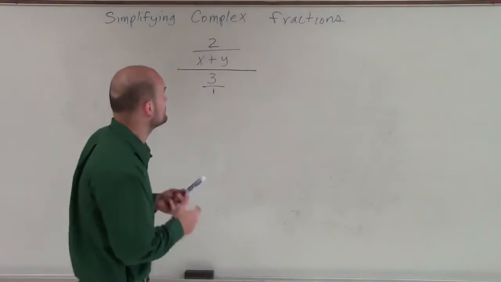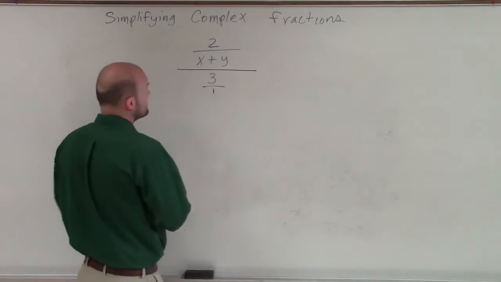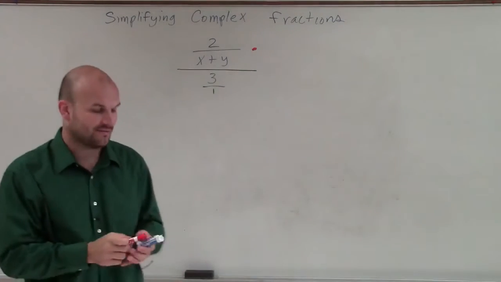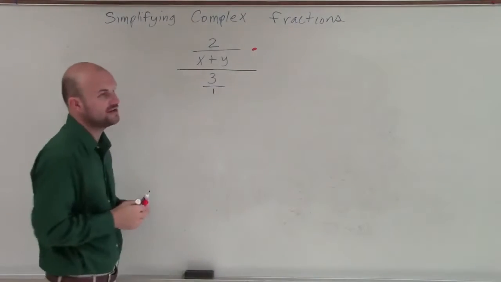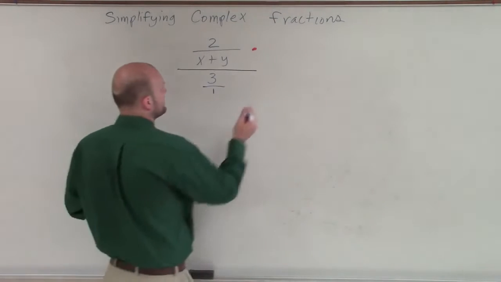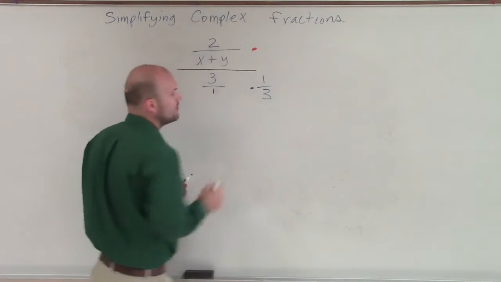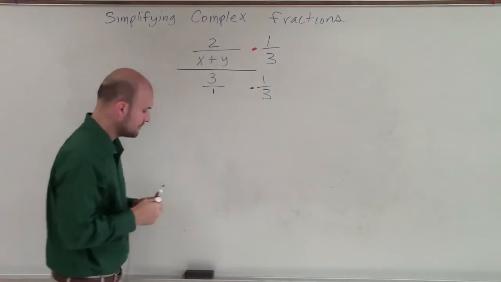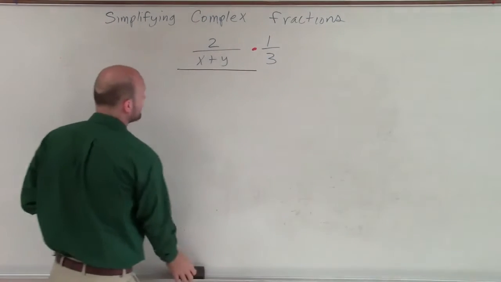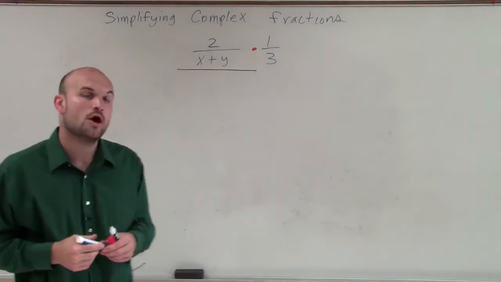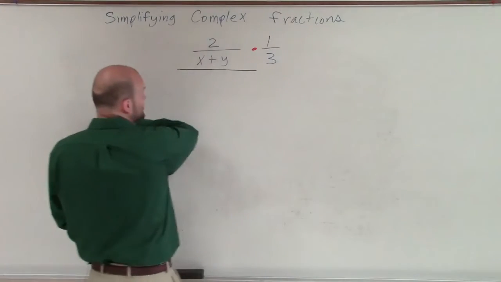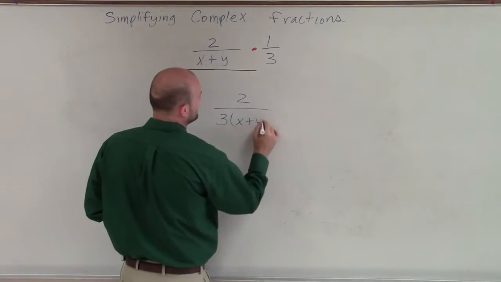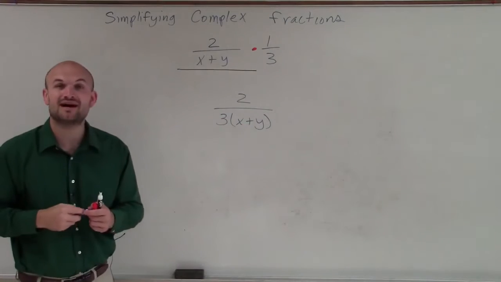So what we can do is rewrite this problem as being multiplied by the reciprocal. The reason why we multiply by the reciprocal is that if I want to get this fraction off the bottom and only deal with one fraction, I'm going to have to multiply by the reciprocal. Now remember, to keep equivalent fractions, whenever I multiply in the denominator, I have to multiply in the numerator. So now I have a problem of 2 divided by x plus y times 1/3. When we multiply fractions, we just multiply directly across. Therefore, I have 2 over 3 times x plus y. And there you go, ladies and gentlemen. That's how you simplify your complex fraction.